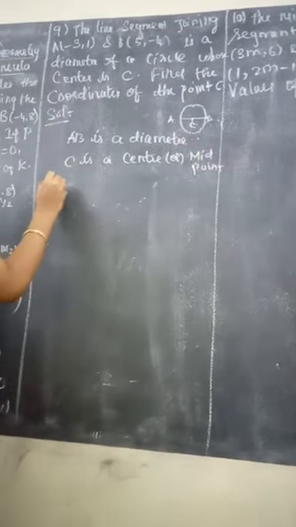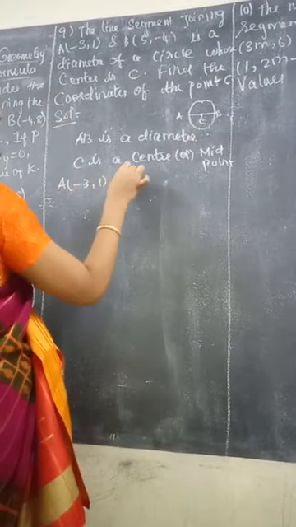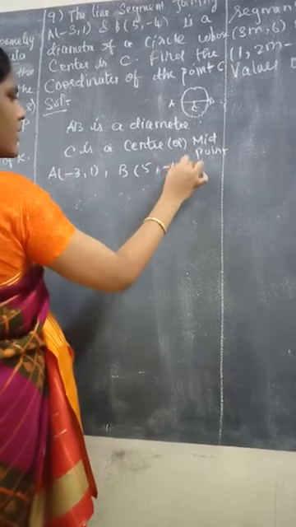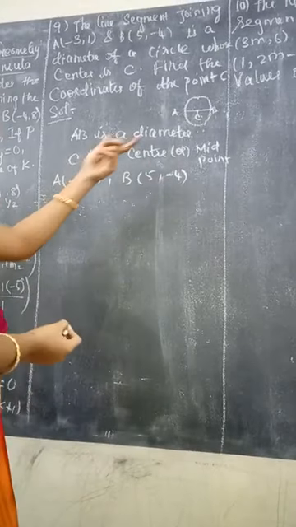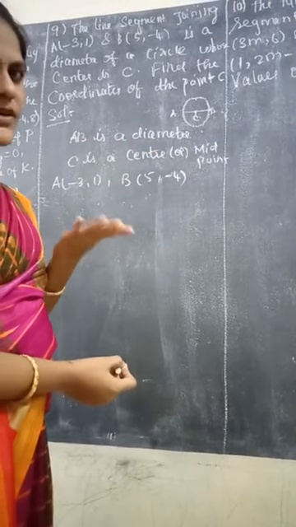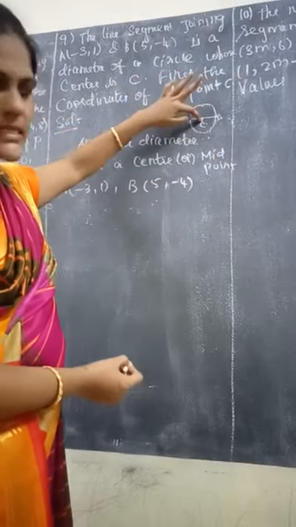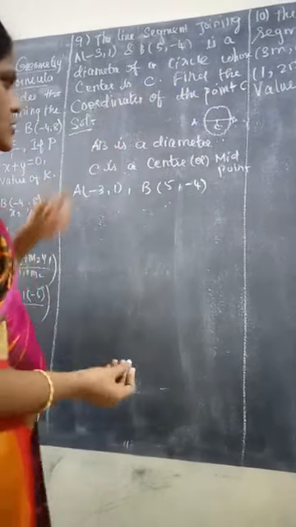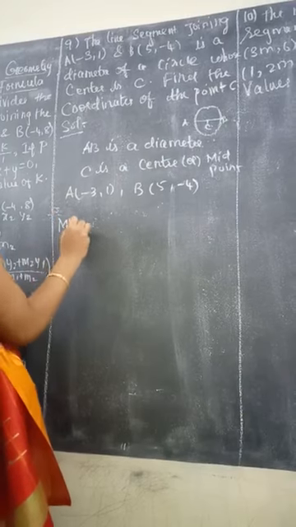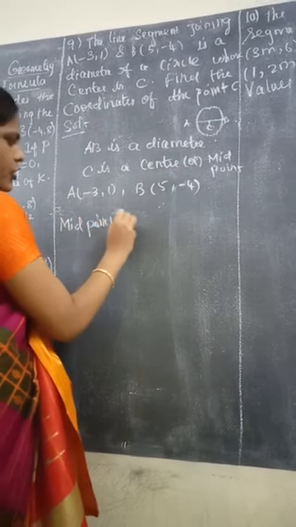So what are the points? A point is minus 3, 1, B point is 5, minus 4. Listen, here we have only 2 points. We don't have the ratio. We need to find C. Listen, this C is the midpoint of AB. So what formula are we going to use here? We need to use the midpoint formula.